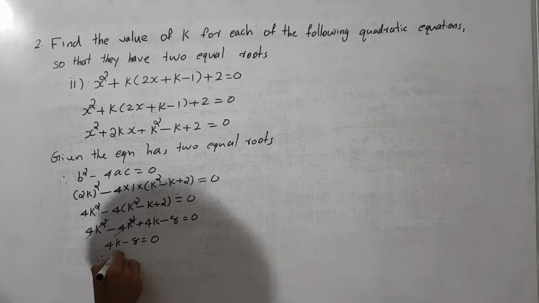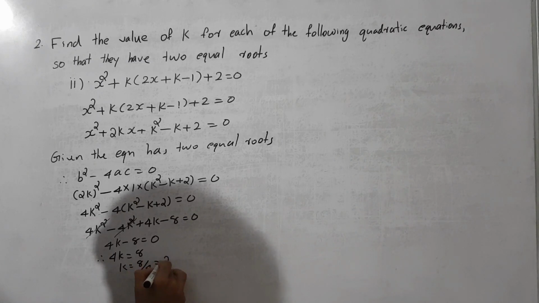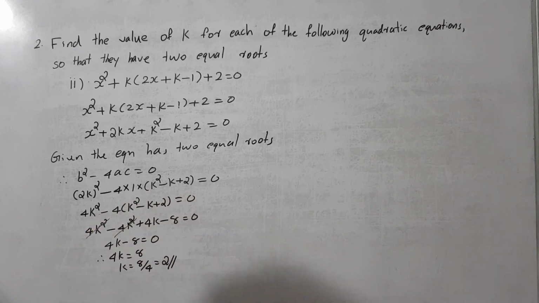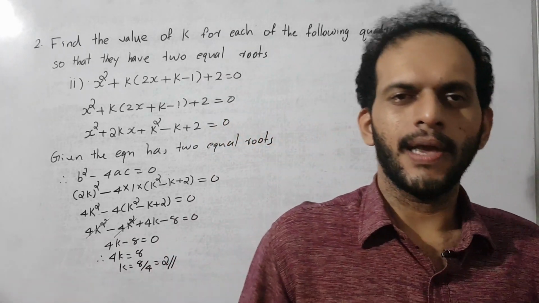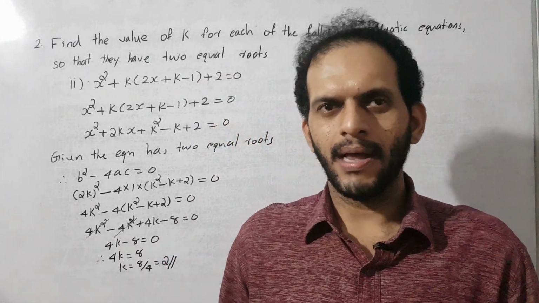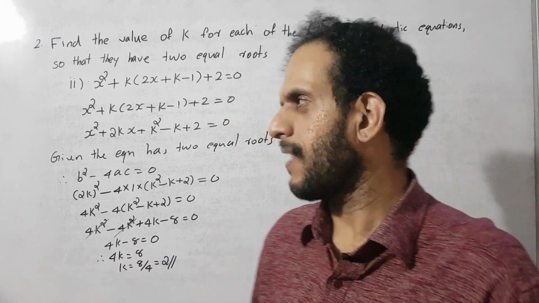Therefore 4k is equal to 0 plus 8, which is 8. K is equal to 8 by 4, which is 2. Then what is the value of k here? The value of k is equal to 2. Okay, that's the idea to find the value of k. I think you got the idea how to find the value of k here.